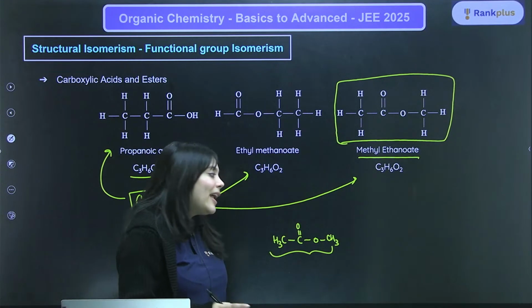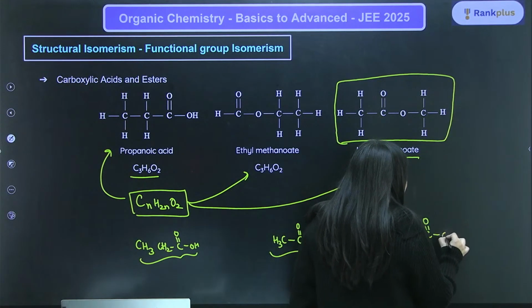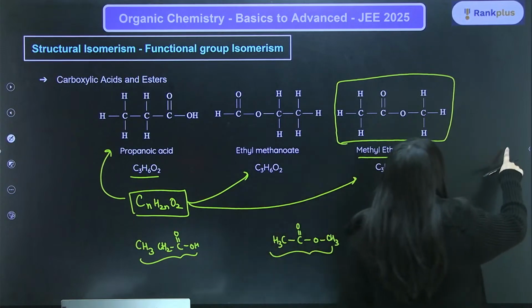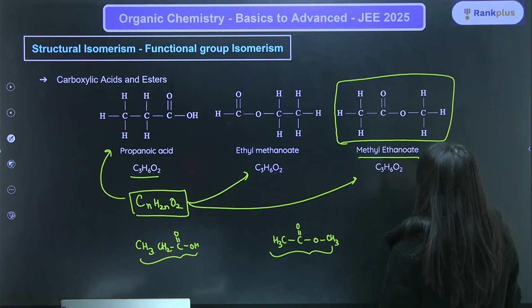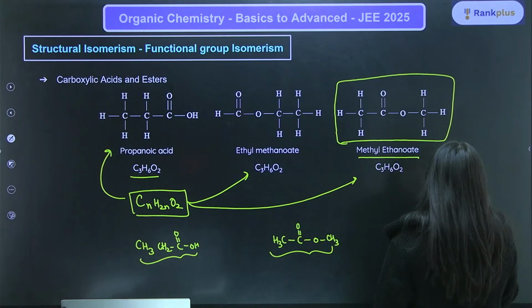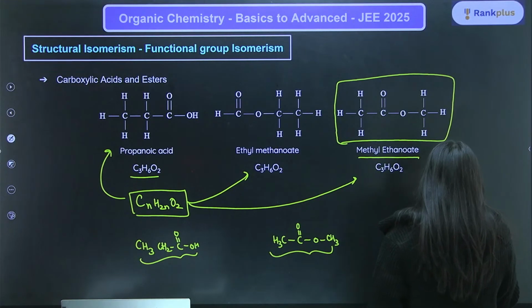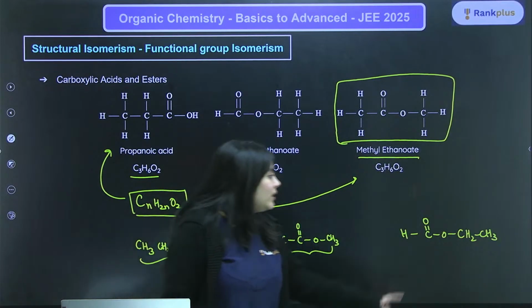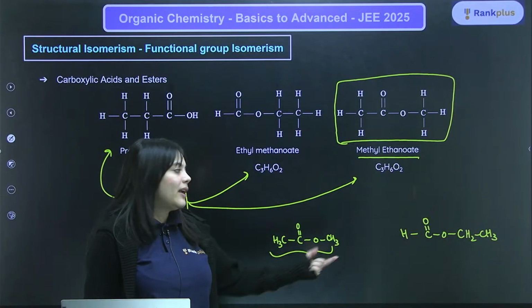Now what else can I do? I'm once again drawing the ester group over here. Now with this oxygen, what can I do? With this oxygen, I can attach CH2, CH3, and here I can add a hydrogen. What I've done is, with this oxygen, I've attached both the carbons, whatever carbons were left behind.